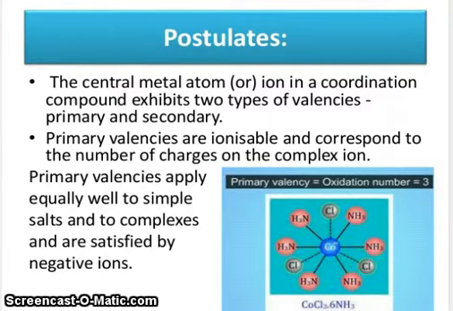The first postulate: the central metal atom or ion in a coordination compound exhibits two types of valences, primary and secondary. Primary valences are ionizable and correspond to the number of charges on the complex ion. Primary valences apply equally well to simple salts and to complexes and are satisfied by negative ions.